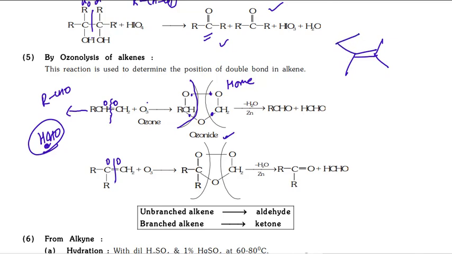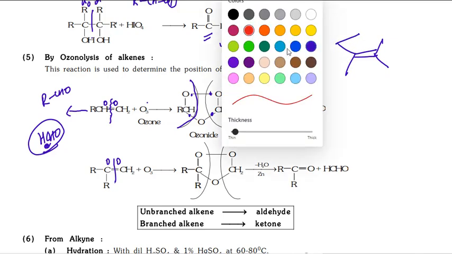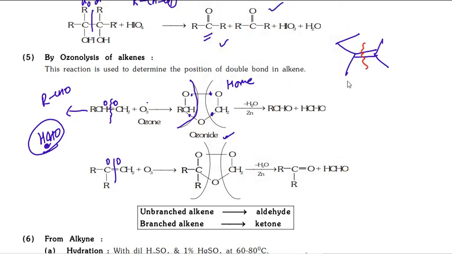Now what are the reactants? Just break this, put one oxygen here, one oxygen here. That means 1 2 3 4, 1 2 3 4. The second one is ketone. So 1 2 3 4, this is butan-2-one, this is acetone or propanone. Like this you can write these ozonolysis products very easily.